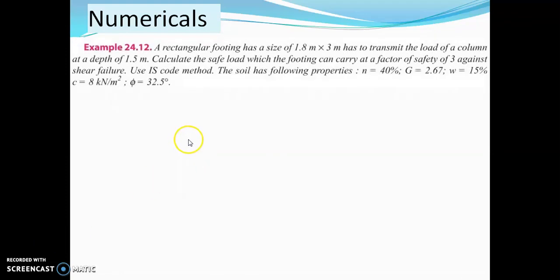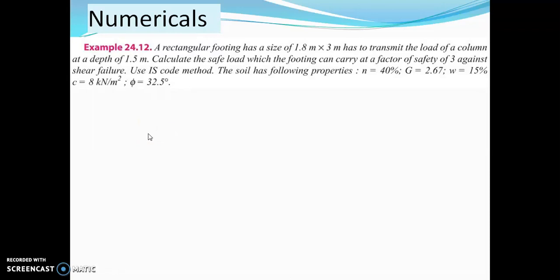A rectangular footing has a size of 1.8 by 3 meters, and has to transmit the load of a column at a depth of 1.5 meters. Calculate the safe load which the footing can carry at a factor of safety of 3 against shear failure. Use the IS code method. The method is very clearly mentioned in this problem. If it's not mentioned, then you are free to choose whichever you feel is appropriate, any one of the methods that you studied.